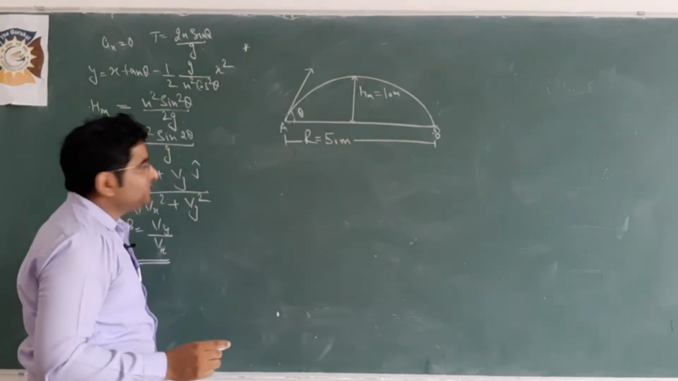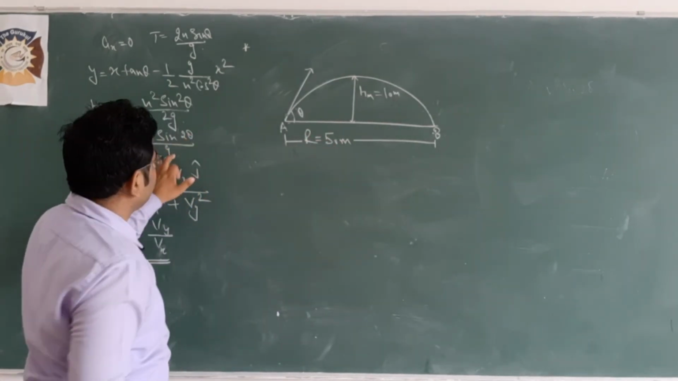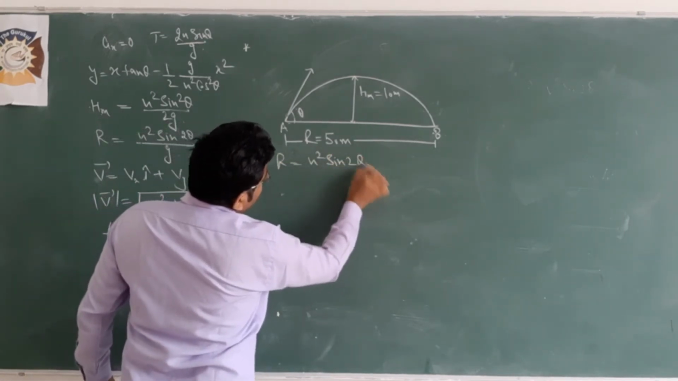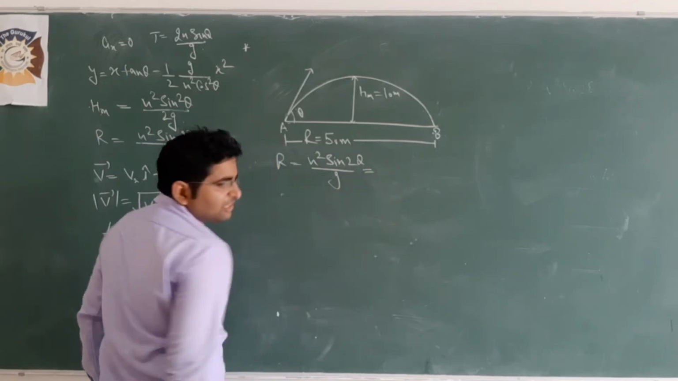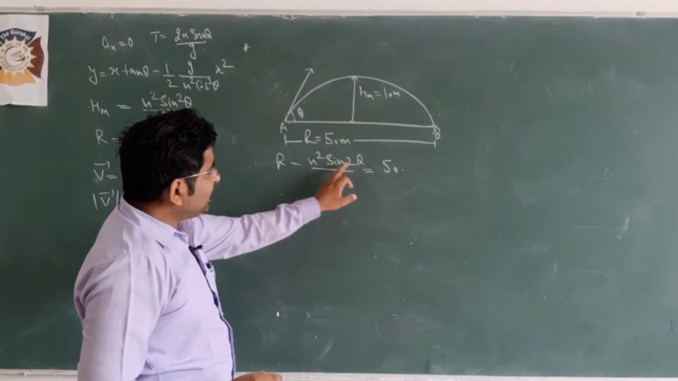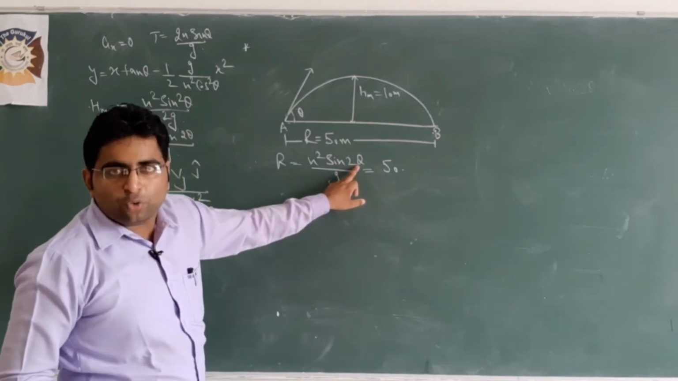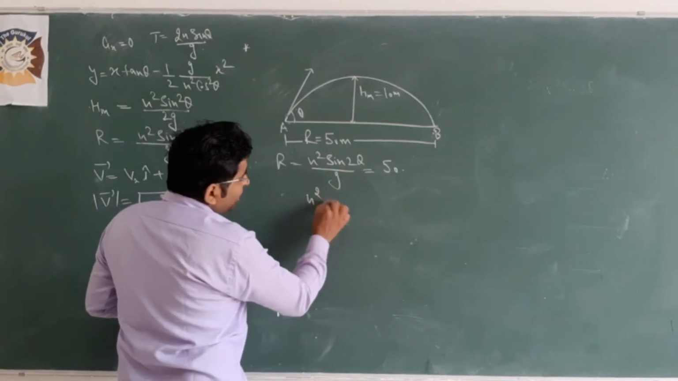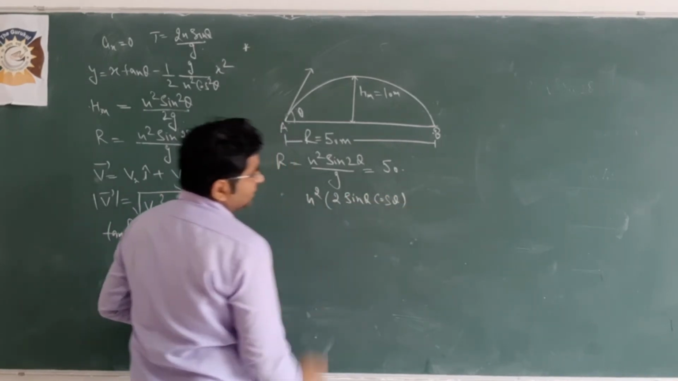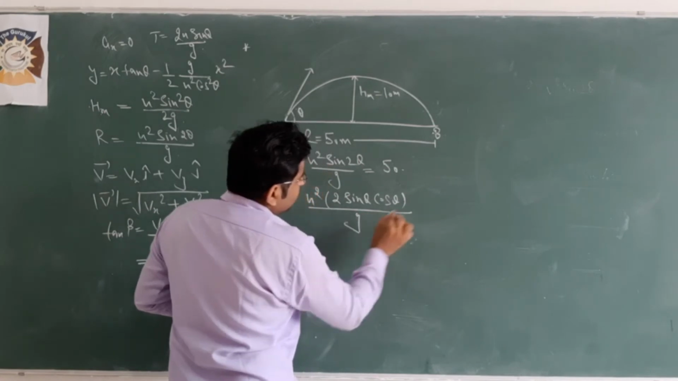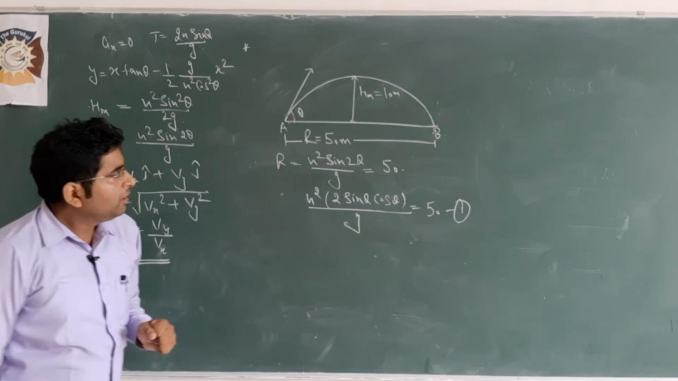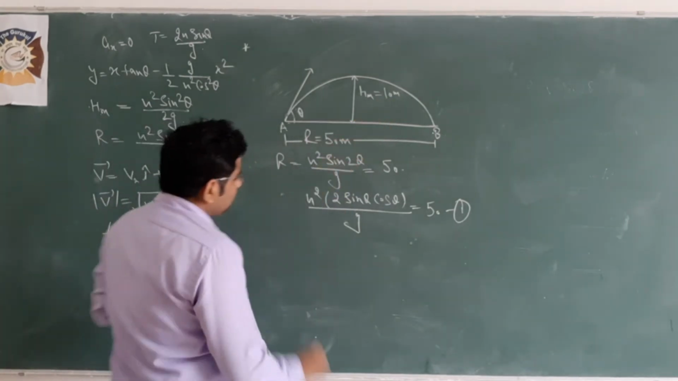The formula for range is u square sine 2 theta upon g, and it is equal to 50 meter. But sine 2 theta we can write as 2 sine theta cos theta. So u square into 2 sine theta cos theta upon g is equal to 50. So it is the first equation we have. Now H is equal to 10 meter.